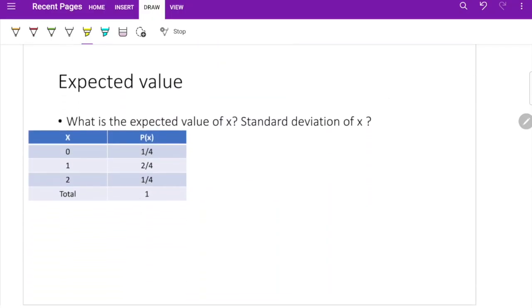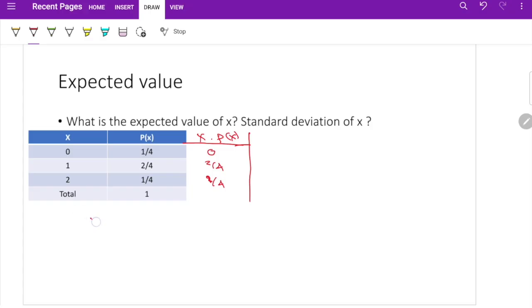What is the expected value of x for this? We have the same example, right? The random variable is x, which is the number of heads, 0, 1, 2. We have the probability distribution. How to find the expected value? You just multiply. We create another column. I just multiply x times P of x. 0 times 1/4 is 0. 1 times 2/4 is 2/4. 2 times 1/4 is just half, or 2/4. Right? Then we find the sum.